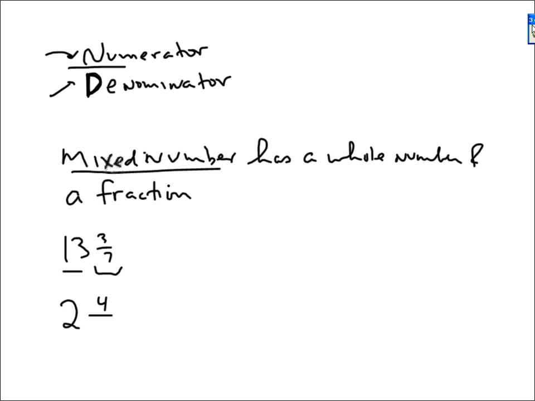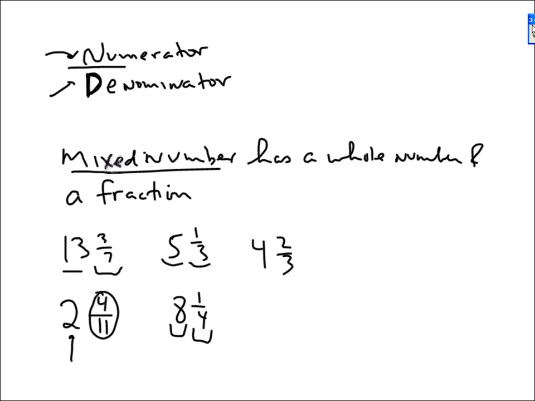2 and 4/11, a mixed number. There's a whole number, there's a fraction. 5 1/3, whole number, fraction, mixed number. 8 1/4 is a mixed number. It has a whole number and a fraction. 4, whole number, 2/3, fraction. 4 and 2/3 is a mixed number. 7 and 4/17, mixed number. 1 and 3/4, that's a mixed number.